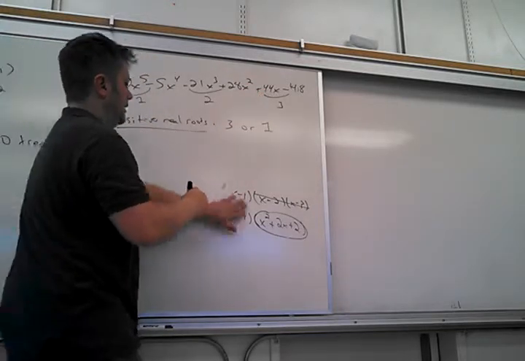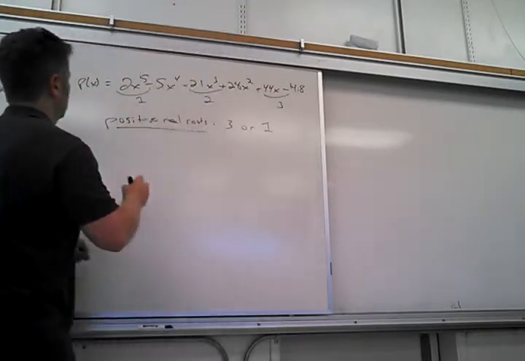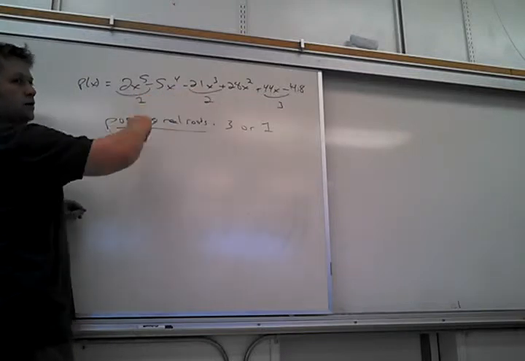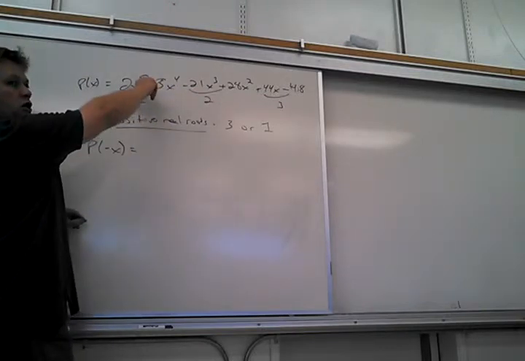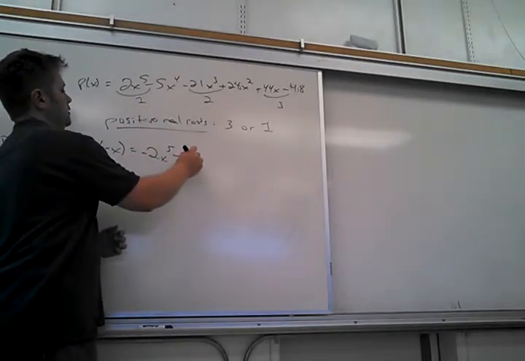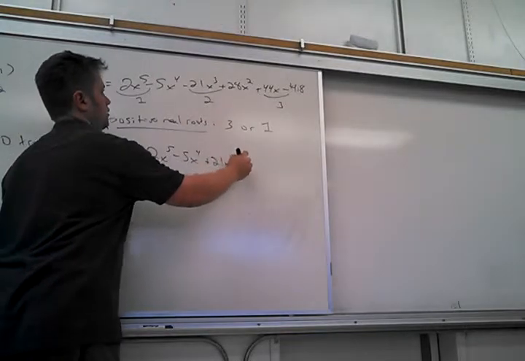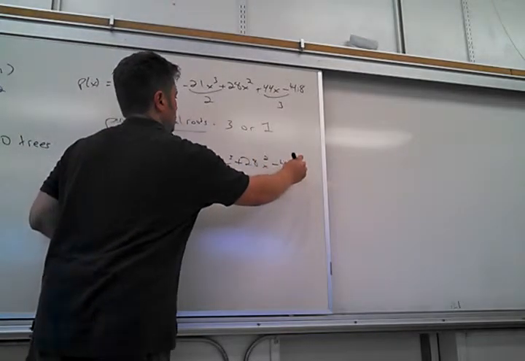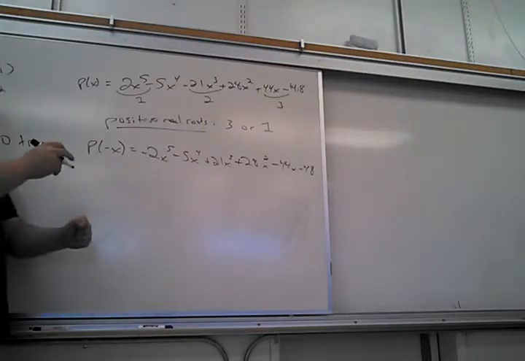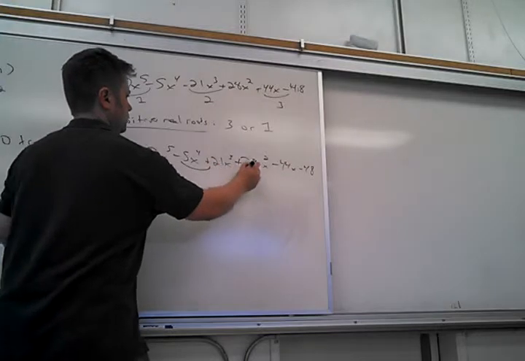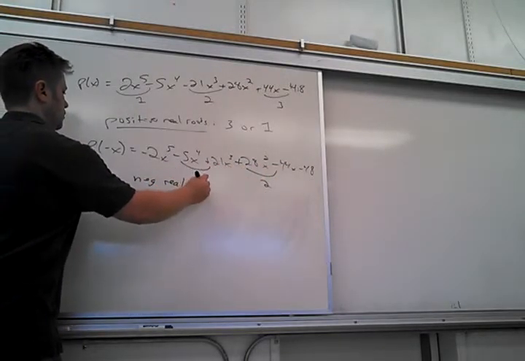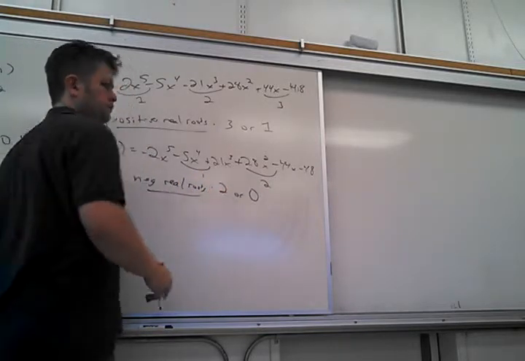Cool. Now how do I look at the negative? Look at P of negative x. What's going to change signs? The odd ones are going to change signs, because those are not going to kill the negative when I plug it in. So you get negative 2x^5, this one stays, this one changes, this one stays. I think we get it. So how many changes of sign do I see there? 1, 2. So what's it tell me about negative real roots? 2 or 0. Good, 2 or 0.